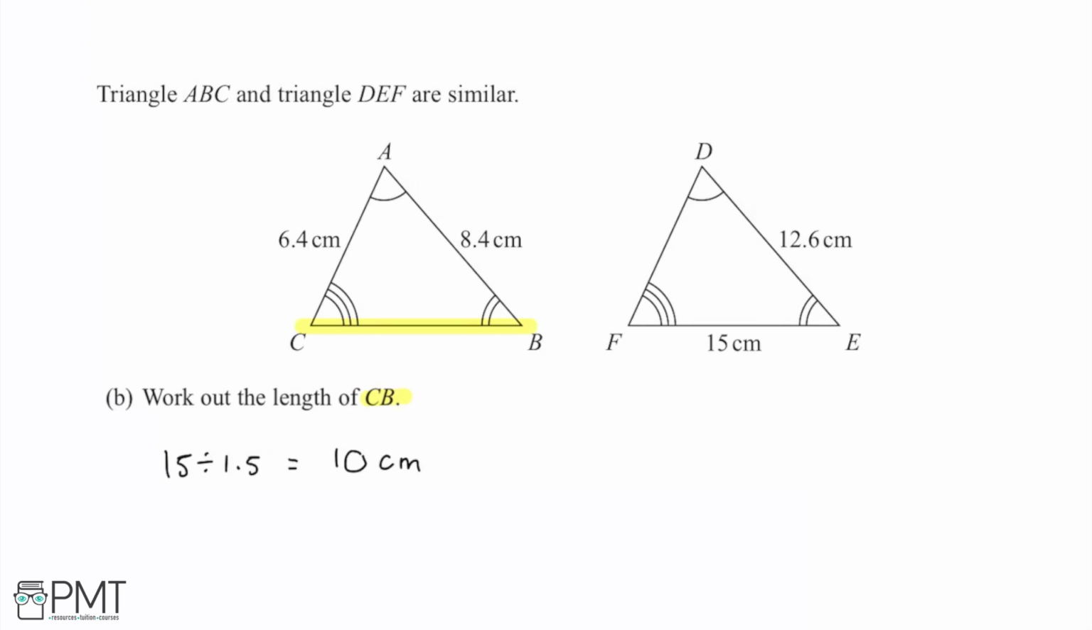We could check that if we were to multiply 10 up by the scale factor, 10 multiplied by 1.5 does give us 15, so this does work in the other direction. So we'd gain the mark for getting the 10 centimetres correct, and for doing this calculation here using the scale factor, using that ratio from the previous part of the question.